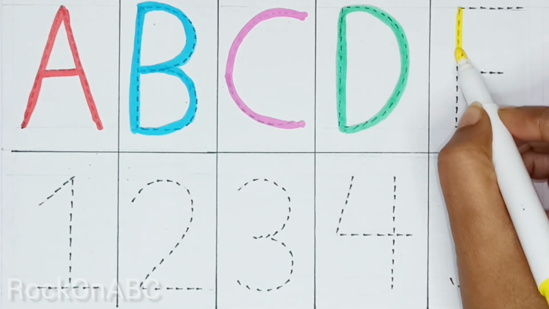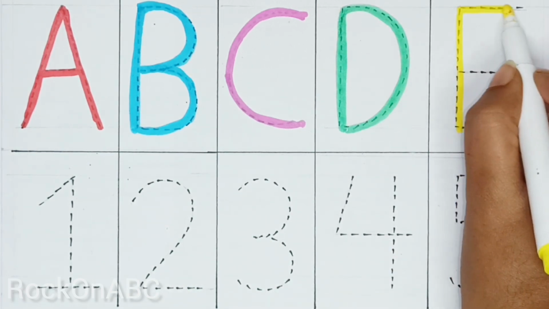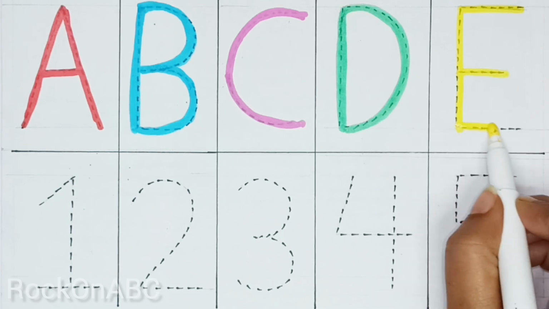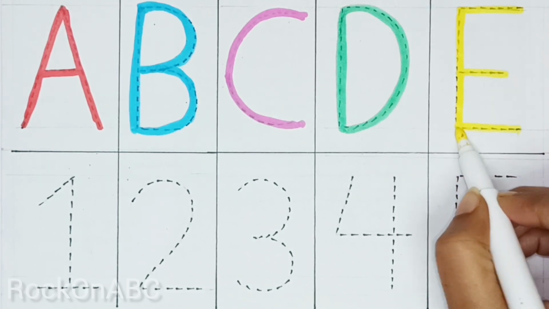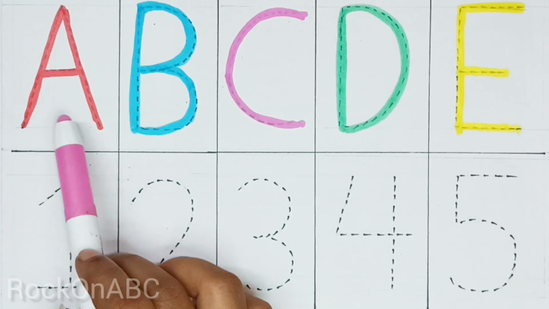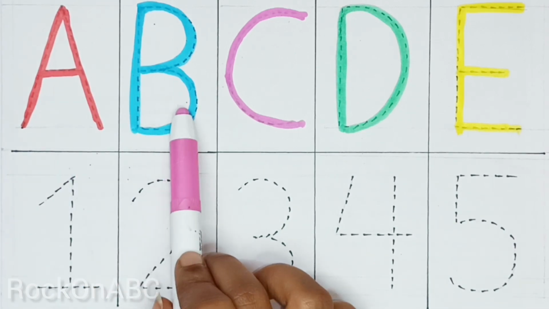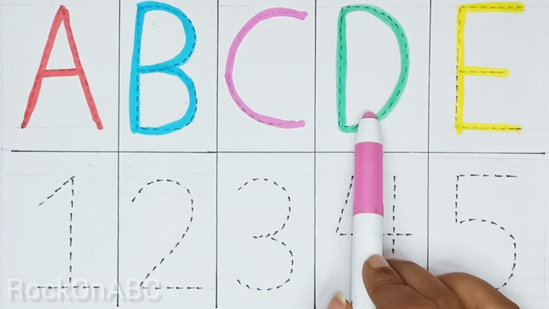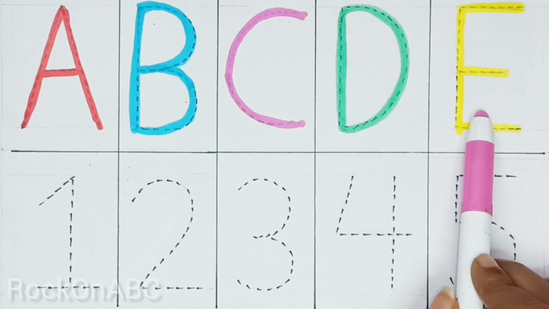Yellow color E. E for elephant. E for elephant. A for apple, B for butterfly, C for cat, D for donkey and E for elephant.